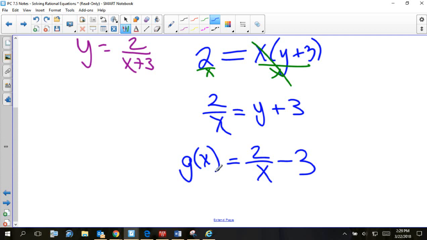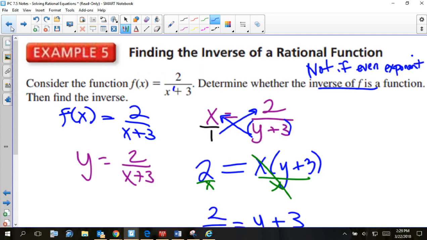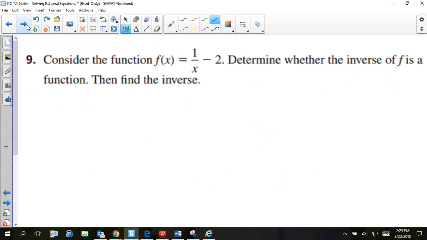Let me find one more to go over, just like that. So this one right here, slightly different. So the first thing we're going to do is determine if the inverse is a function. Do we have an even exponent? So we're good. It is a function, so this is a yes. So we'll write y equals 1 over x minus 2.